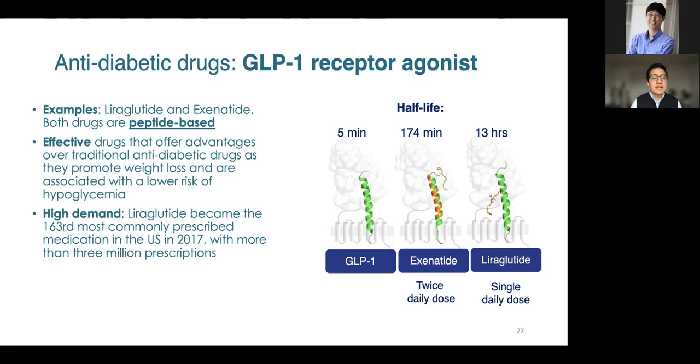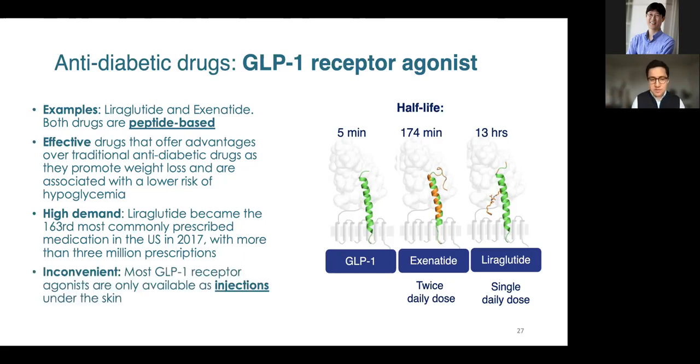They have a really high demand. For example, liraglutide became the 163rd most commonly prescribed medication in the US in 2017, and this is growing like crazy, with more than 3 million prescriptions.